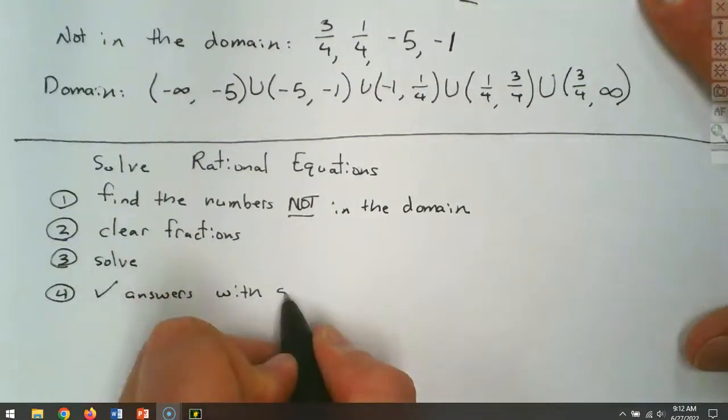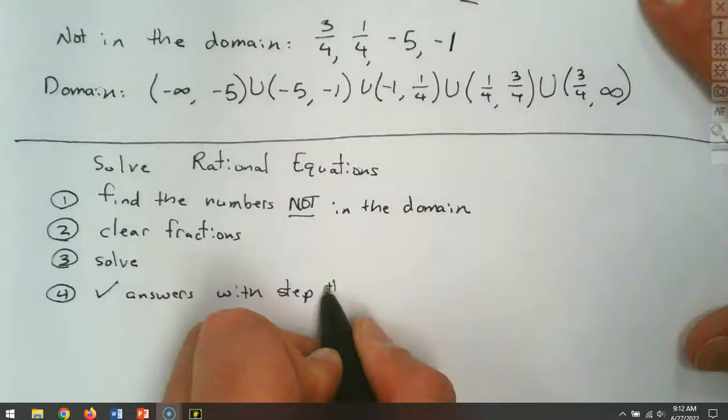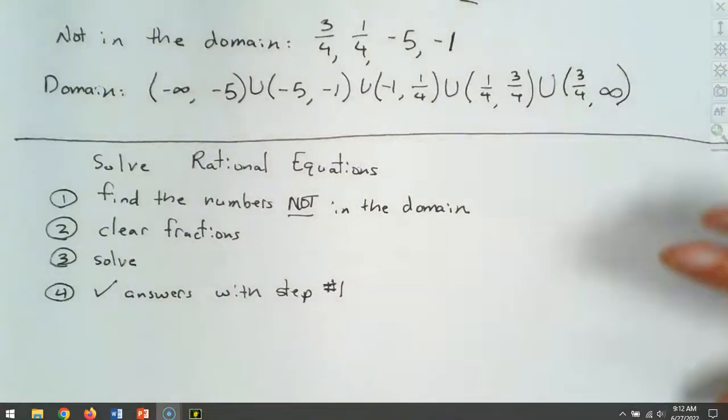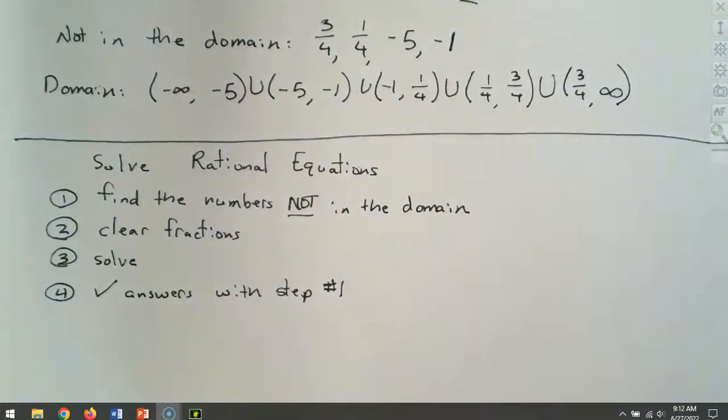With step number 1. Okay, so that's what we're going to be doing. We're going to find the numbers that are not in the domain. We're going to be clearing fractions. We're going to solve it. And then we're going to check and see which answers work by looking back at step number 1.